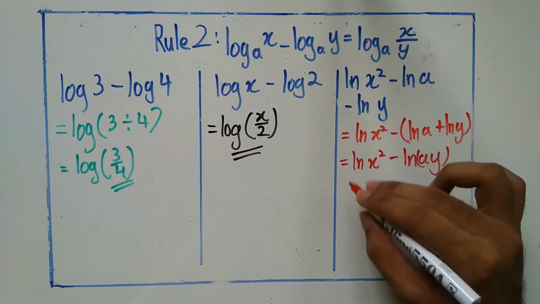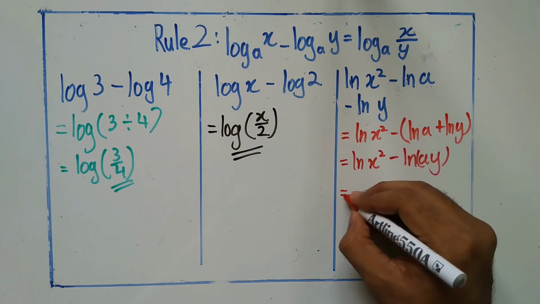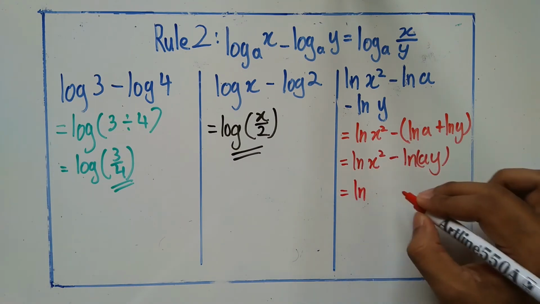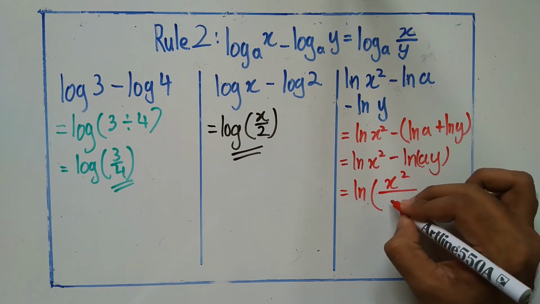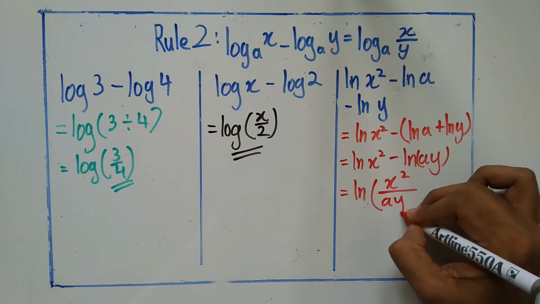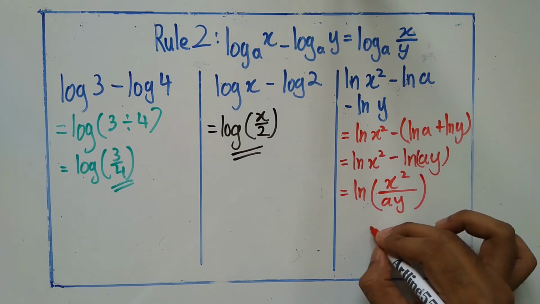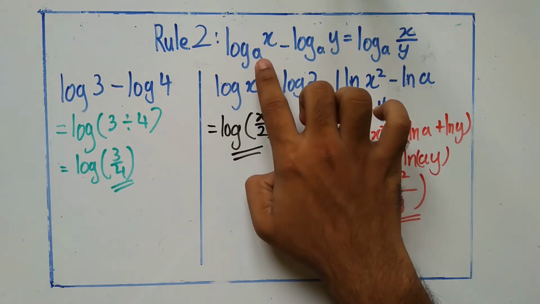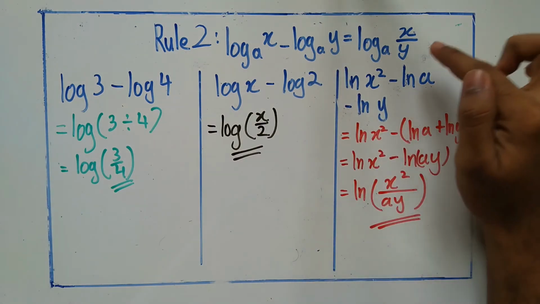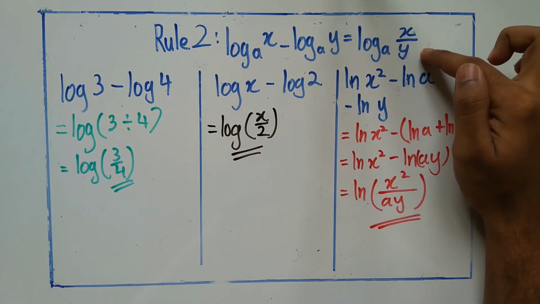Then we use a subtraction rule to simplify our equation. The answer is ln x squared divided by ay. Here we have solved several questions using the subtraction rule. Just remember to focus on the order of the first term and the second term, as it will determine the numerator and the denominator.